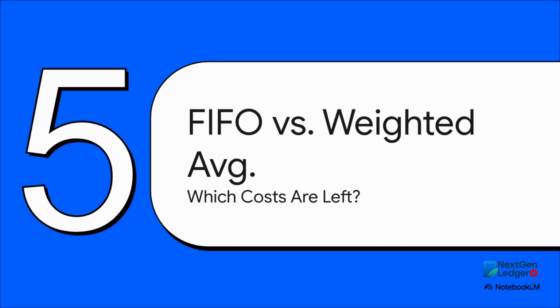Okay, we're on the home stretch. Let's tackle our last major topic. Imagine you buy the exact same item multiple times, but the price keeps changing. When you sell one, which cost do you use? The old, cheaper price or the new, more expensive one? IAS 2 gives us two ways to handle this puzzle.